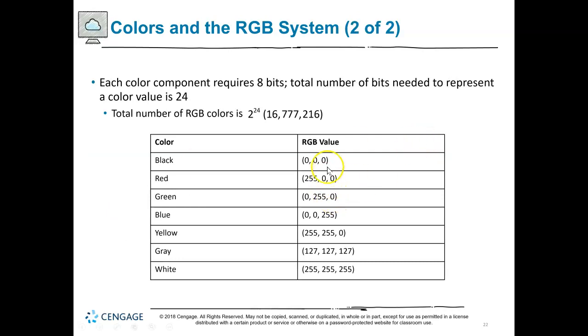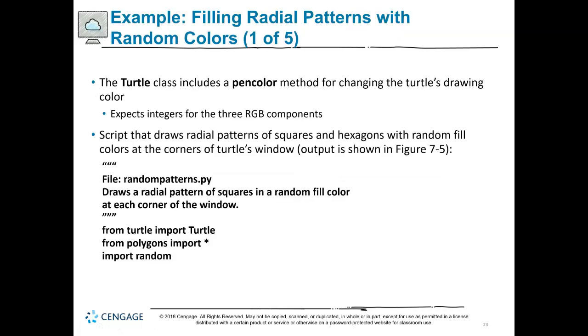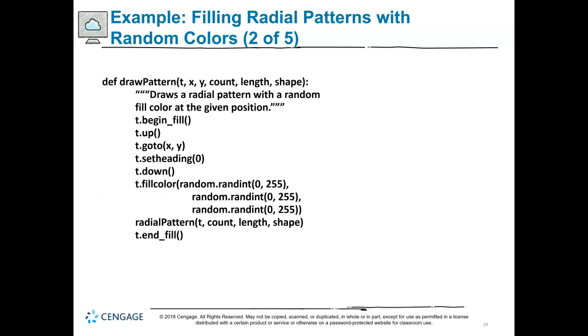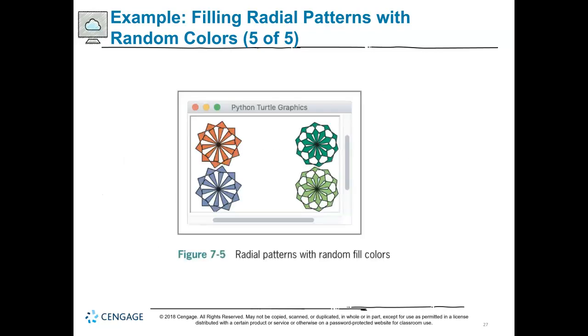So these are some of the basic colors. Here's our 16.7 million different colors we can create. Black, in other words the absence of colors, is all zeros. White is a mixture of all three colors. There's our value for white. In between are all of our different colors, and you can certainly look at those as we develop them. There are a lot of examples in here. Here we've got radial patterns with fill colors.